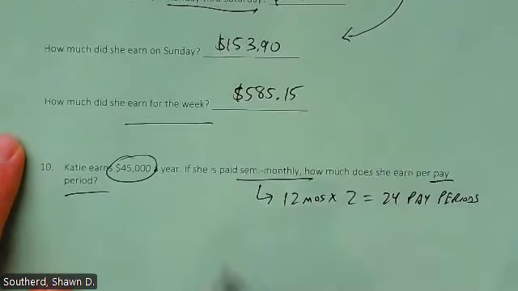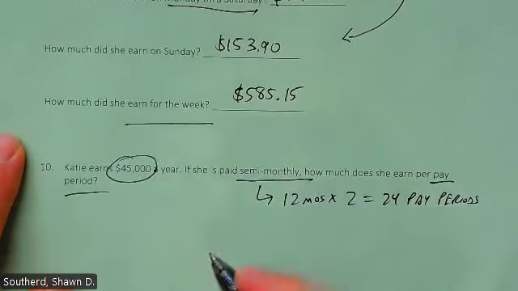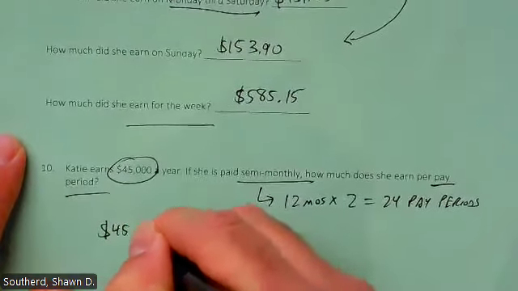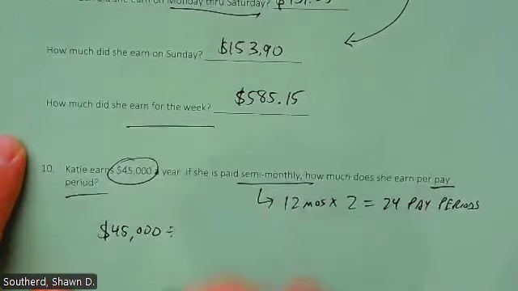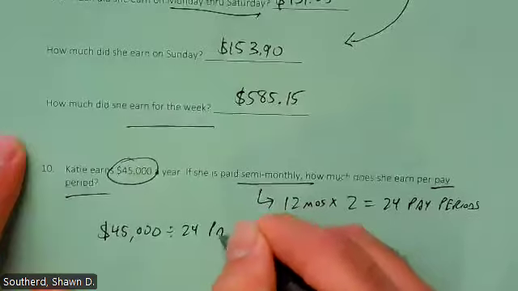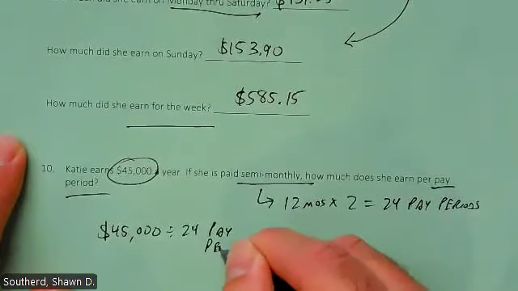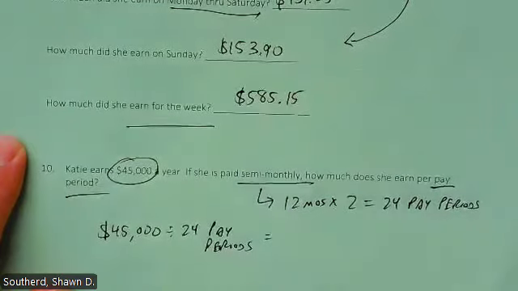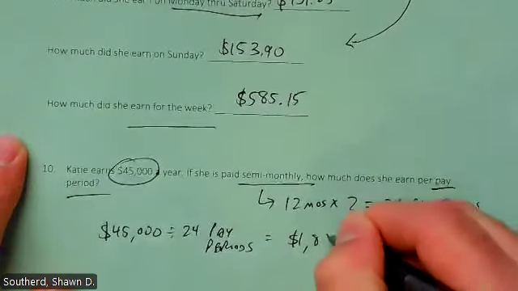So if we want to find out how much she is getting per pay period, we're going to take the $45,000 and divide it by the 24 pay periods. Her amount per pay period is going to be 45,000 divided by 24, which is $1,875.